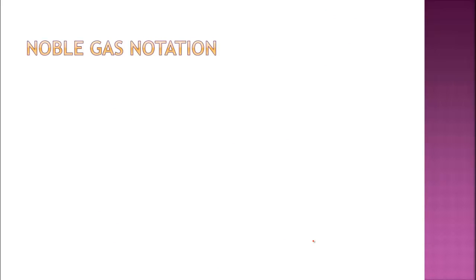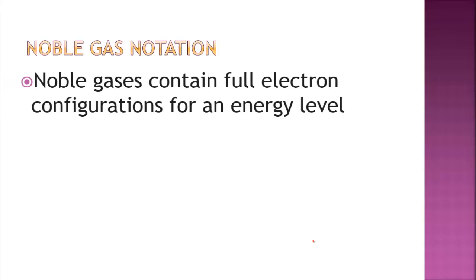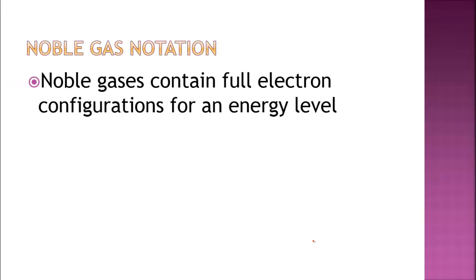What we could do as a shortcut is a noble gas notation. And why can we use this? Well, that is because noble gases contain full electron configurations for any energy level. Remember, noble gases are that last column in the periodic table. So they are full. Their outer shells, or their valence electrons, are full. They don't have any unpaired electrons in any of their orbitals. So we can use them as kind of a starting point.